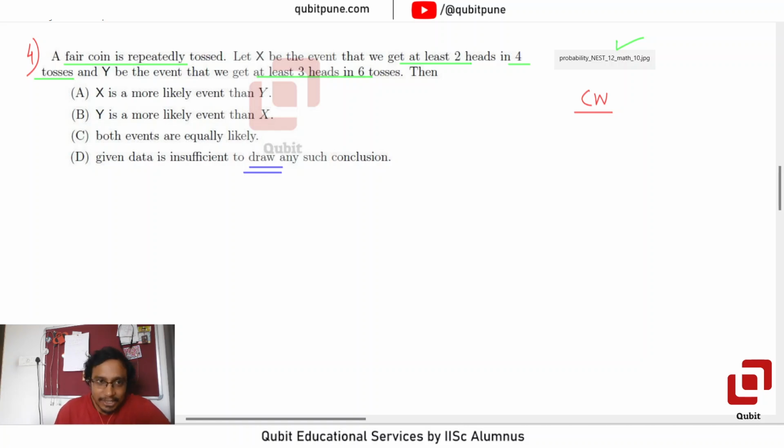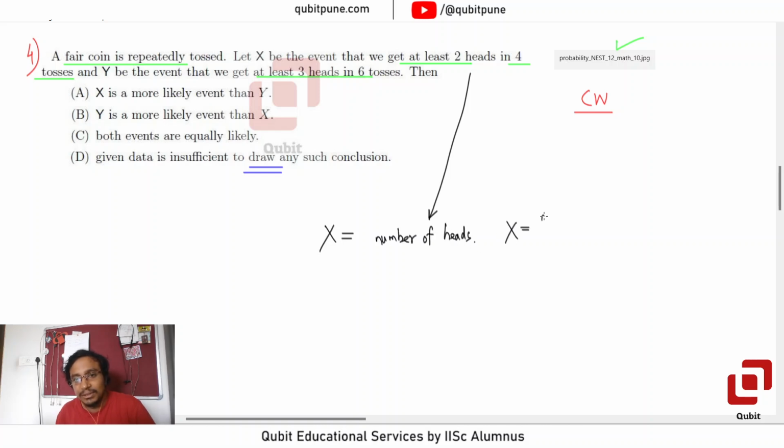I mean, qualitative arguments are a good way, but only if we can do it quantitatively, I will definitely recommend you to do it that way. I'm not saying C will not be right. Let's find out. Now see, what does at least 2 heads in 4 tosses mean? The random variable here is the number of heads, right?